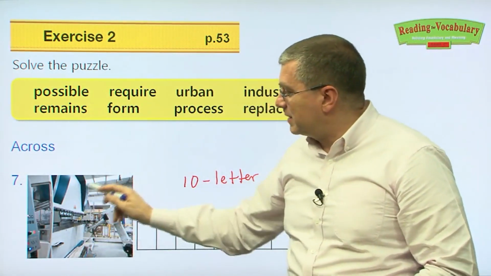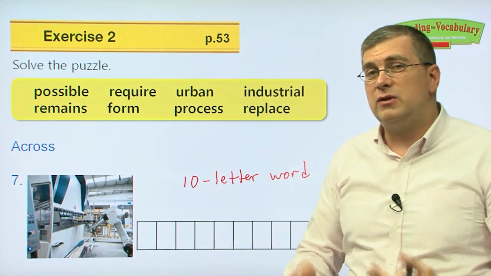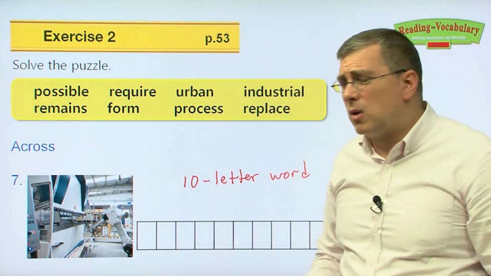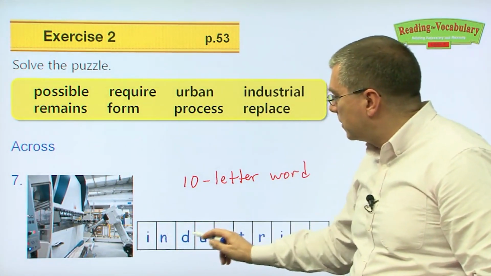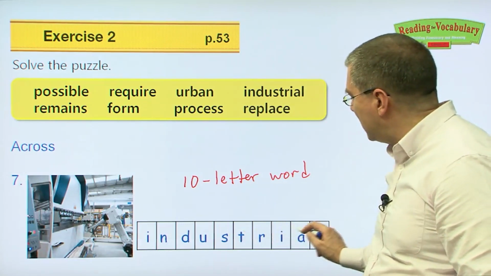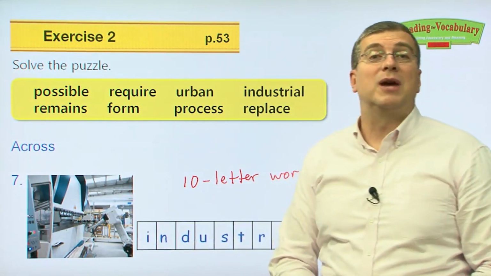In this picture we can see this is the inside of a factory. So having to do with factories, remember the word? We said that was industrial. 1, 2, 3, 4, 5, 6, 7, 8, 9, 10. That's our 10-letter word that matches the picture.